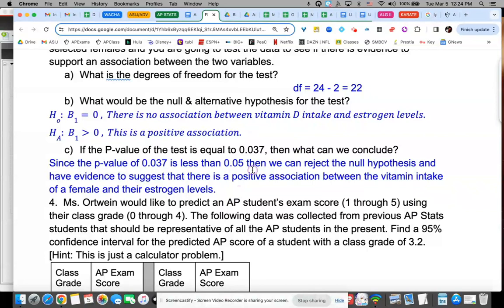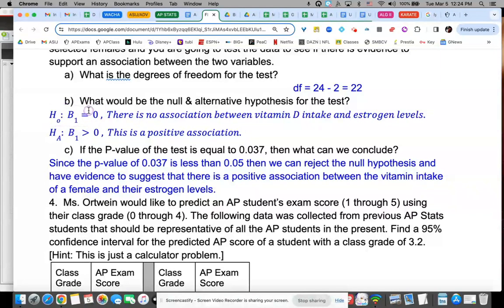If it's less than 5%, we reject the null hypothesis, just like we did before, and we have evidence to suggest. Remember, the evidence is talking about the alternative. You do not talk about whether the null is true or not. You just either reject it or fail to reject it.